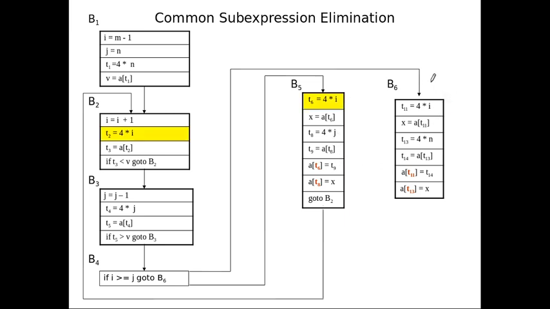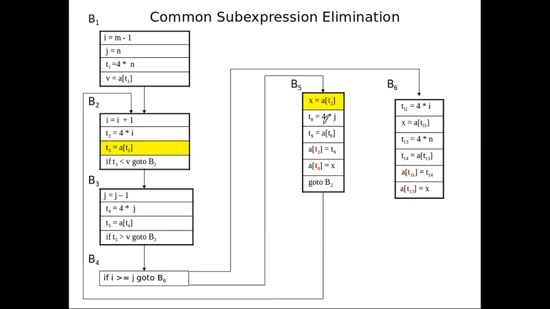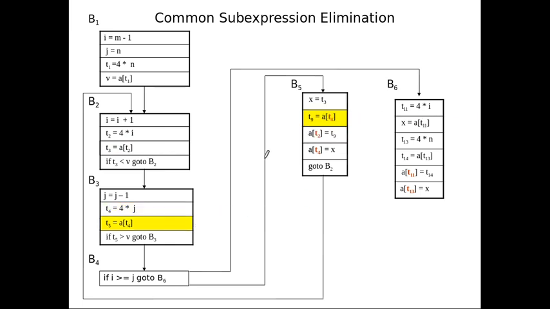Now you can observe it. Remove it. From basic block 2 to basic block 5, T2. T6 can be replaced with T2. Okay, this is the thing we are getting. In the same way for 4 into j, you can remove it.